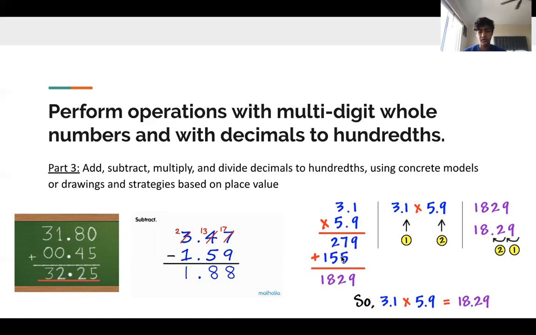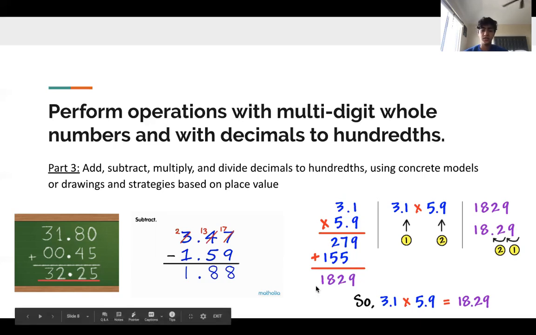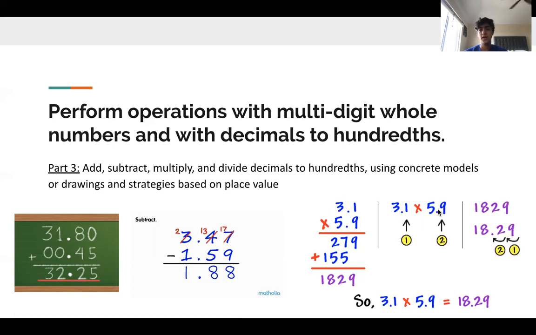5 times 1 is 5. 3 times 5 is 15. So we go ahead and add it all together and we get 1829. But understand that we have decimals here, so we have to know how to adjust it. Well, 3.1, that's 1 decimal place over. 5.9, that's 2 decimal places over. So whatever we're multiplying by is how we figure out how many decimal places we're moving.